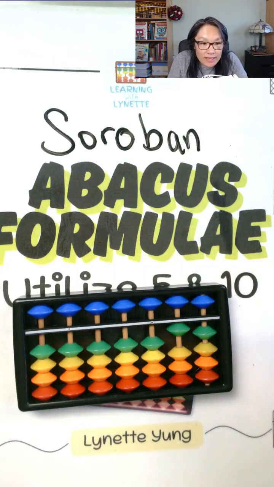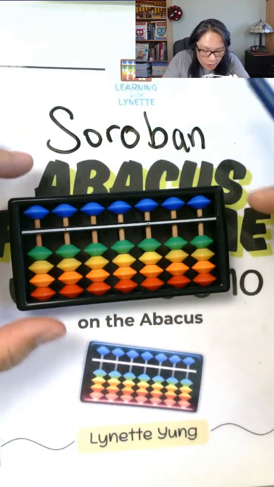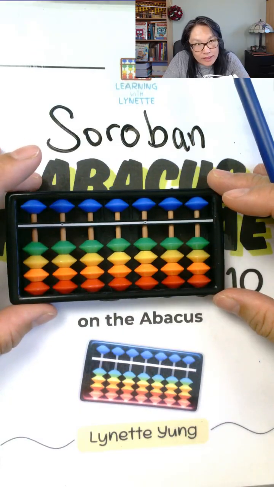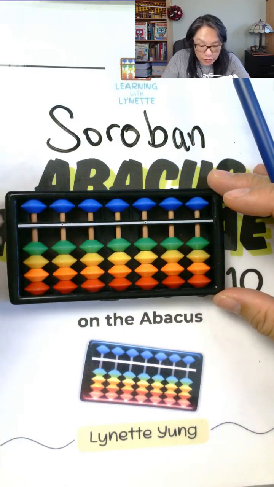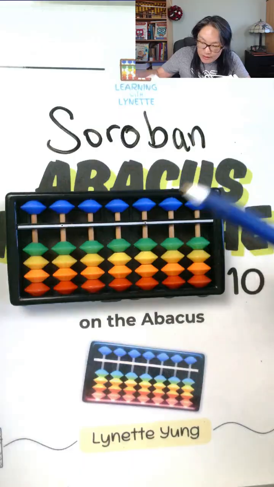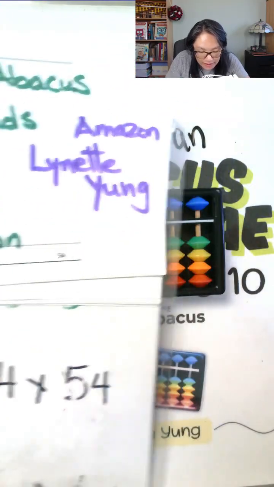This is an abacus. They call it a math manipulative, a math tool. It's a manipulative, because you can see the numbers on the abacus, and it does help do addition, subtraction, multiplication, and we can also do division on the abacus.